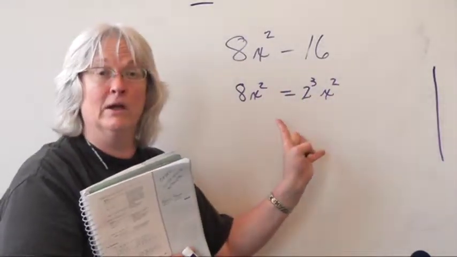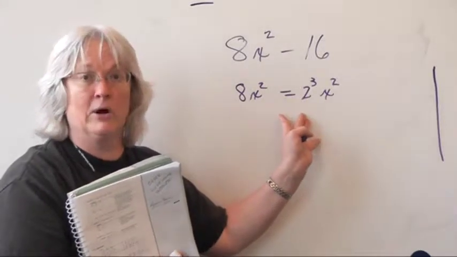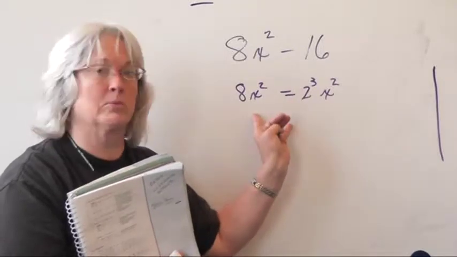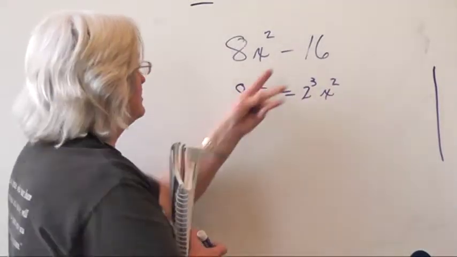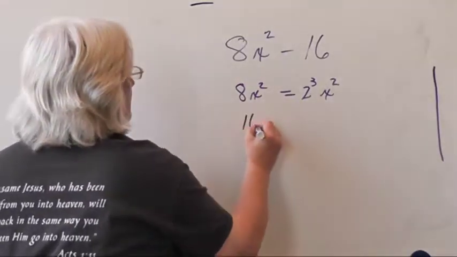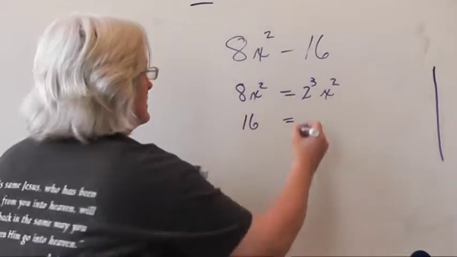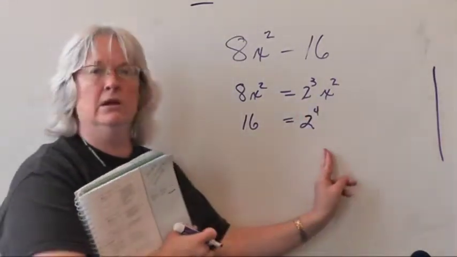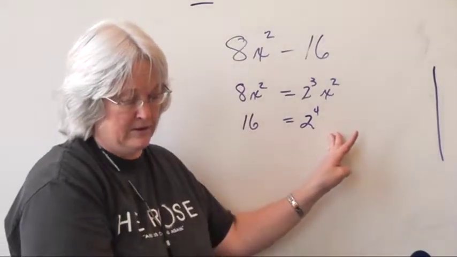If you need help with prime factoring, you can find lots of prime factoring example videos on the web. 16, when you prime factor that, it's 2 times 2 is 4 times 2 is 8 times 2 is 16. So 16 factored as a product of primes is 2 to the 4th.